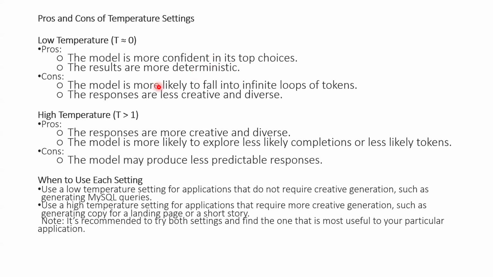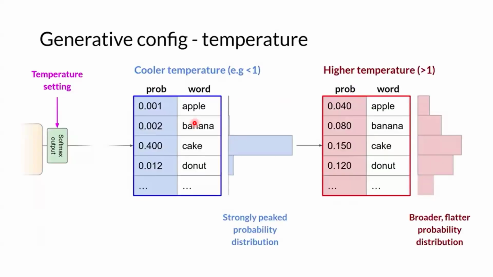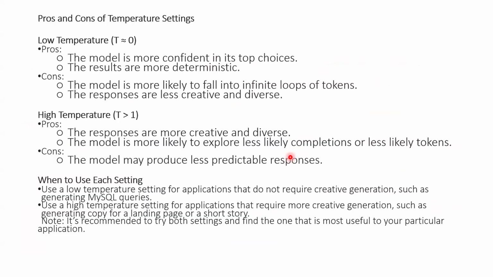If it's absolute 0, sometimes the model may fall into an infinite loop of tokens. It will generate the same token again and again, because the distribution will peak out, and it will keep on selecting the same token.